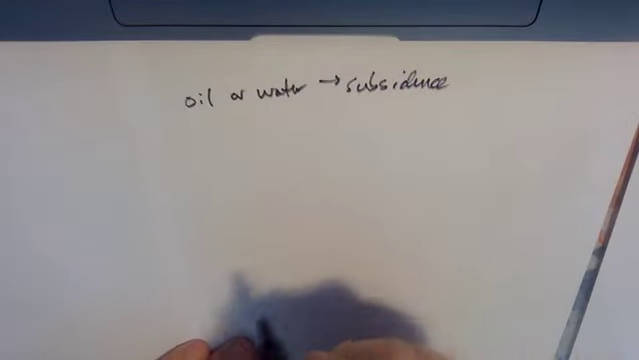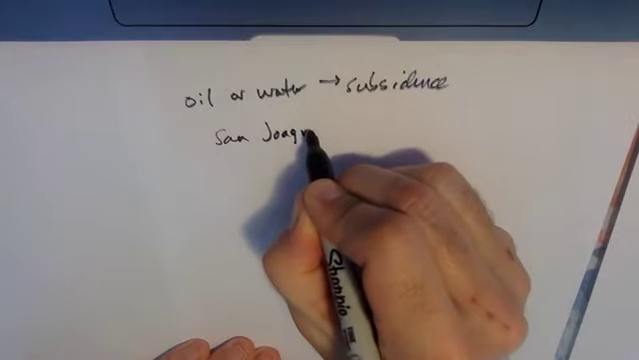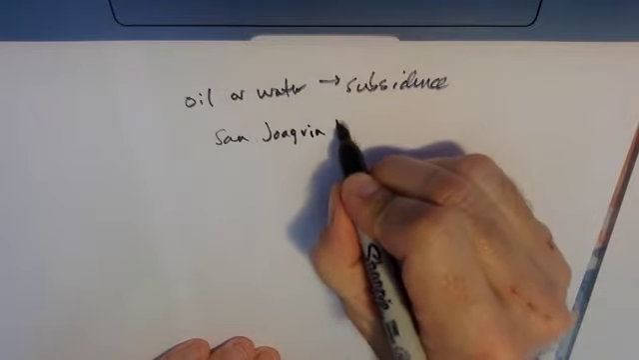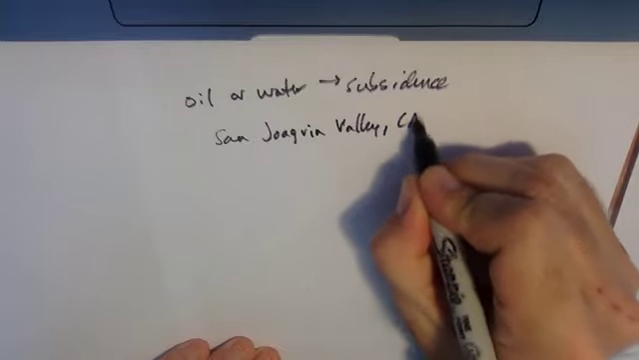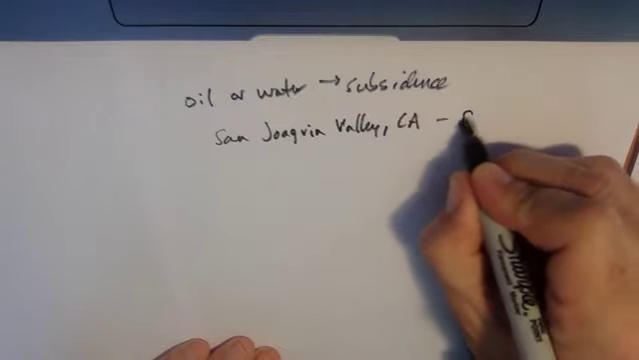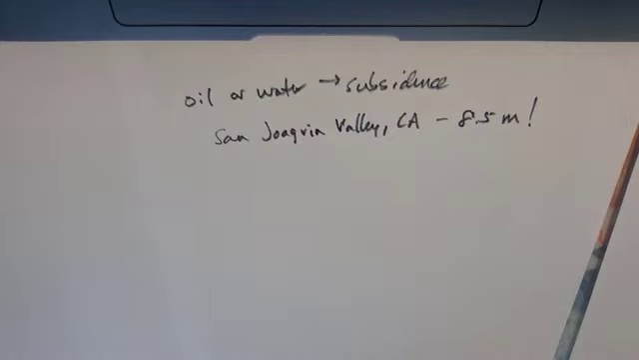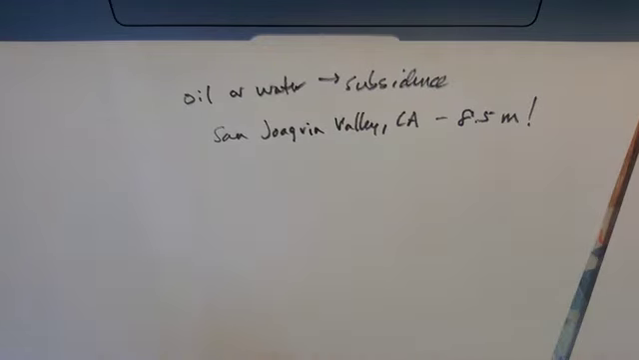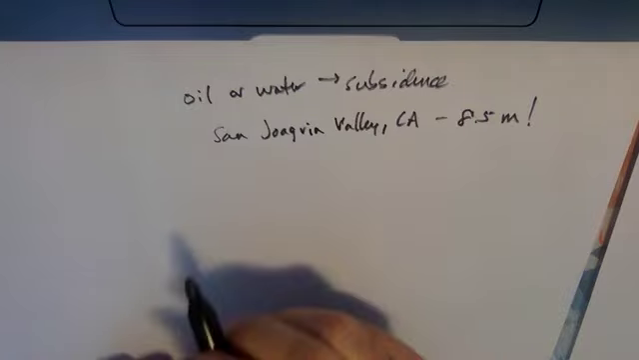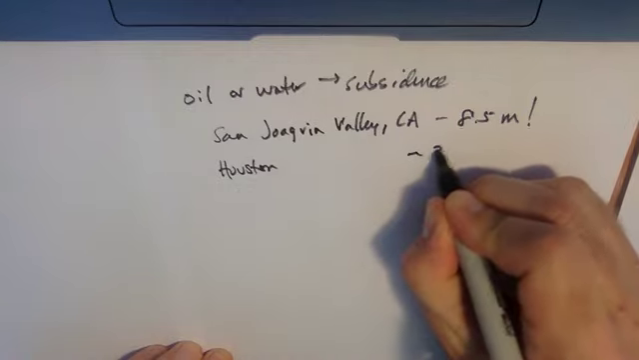So removal of oil or water can cause subsidence. One of the classic examples in the U.S. is the San Joaquin Valley in California, where they've been mining groundwater for irrigation. This might be a little bit outdated, but it's pretty close: 8.5 meters of subsidence. If you multiply that by 3, that's about 27 feet. That's like a 2 or 3 story building. And you will see pretty remarkable photos of this in that little USGS thing.